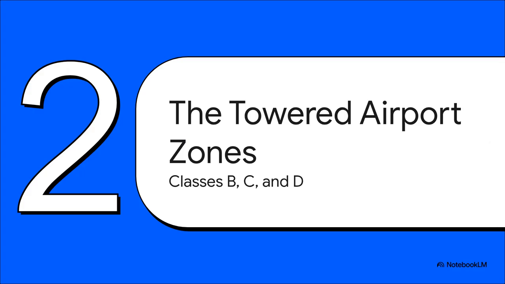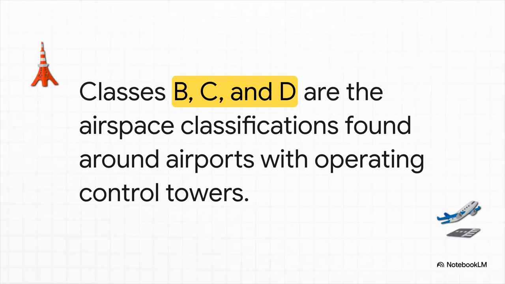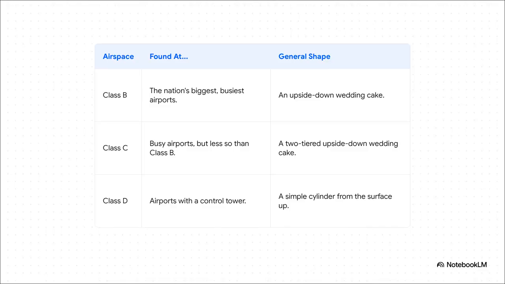Now, let's zoom in on where most pilots really have their first run-in with air traffic control. The areas right around those airports, the ones with the iconic control towers. And here is a fantastic way to remember this, seriously. Just think, B, C, and D are towered. These are the airspace classes that you will always find around an airport that has an active control tower. So if you're flying along and you see a tower, you know right away you're dealing with one of these three. And they are definitely not all the same.